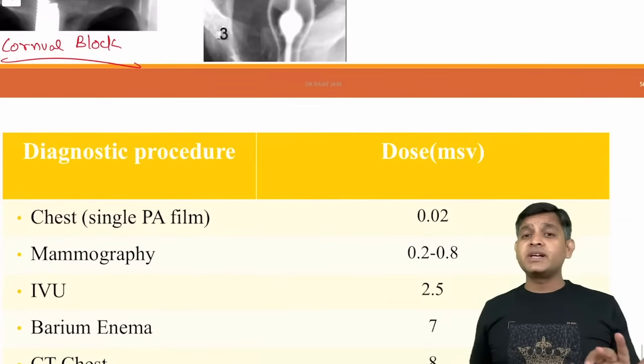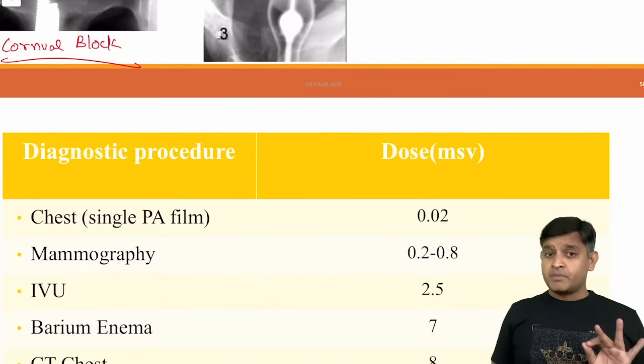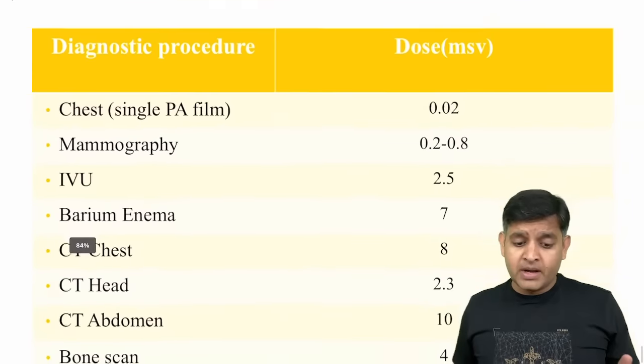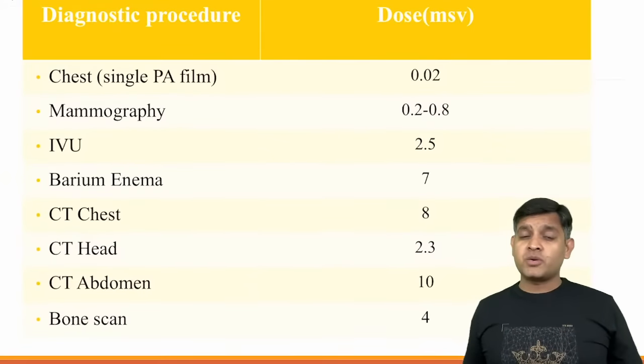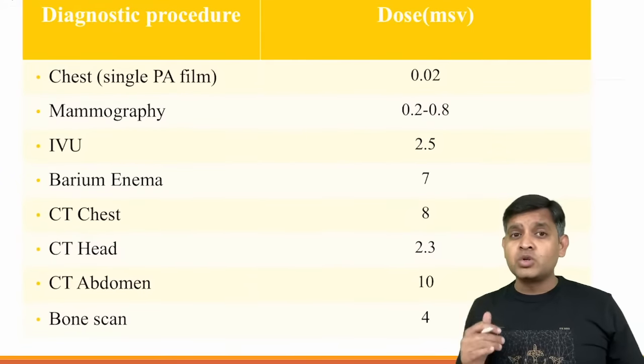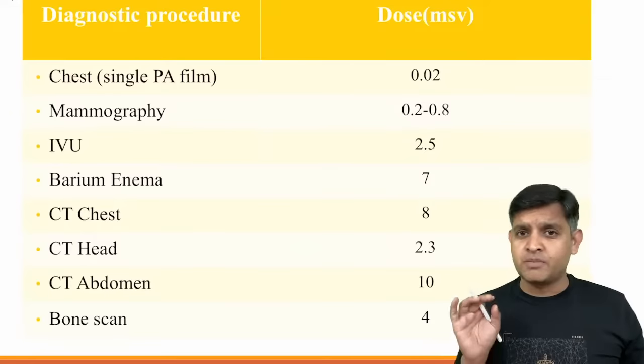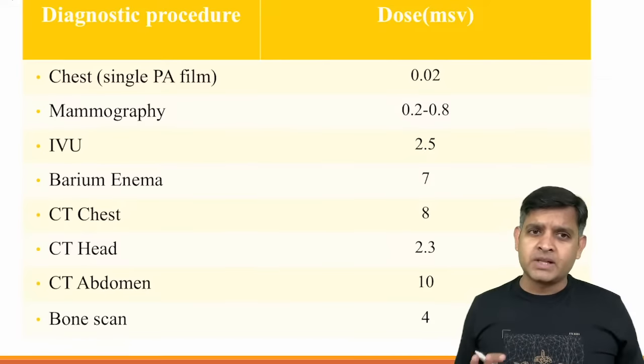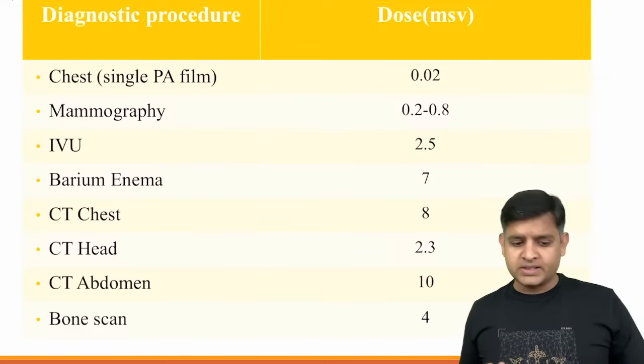In theory, there are certain tables that I want you to remember. These are factual tables, you have to memorize them. So the first table that you need to remember is the amount of radiation in various radiological procedures. Just to make life simpler, I have written all the tables over here. We're going to quickly revise them.